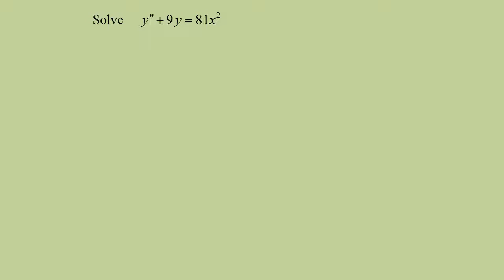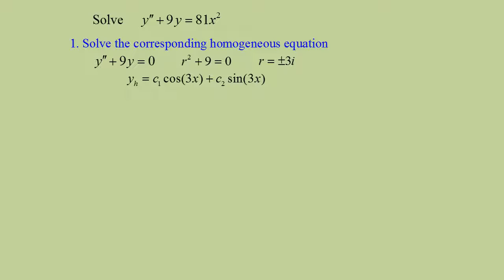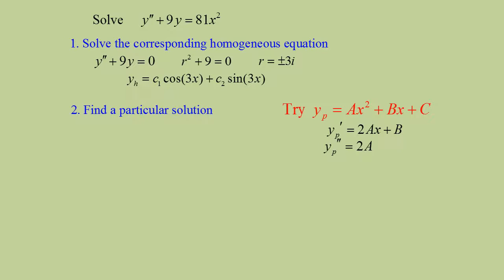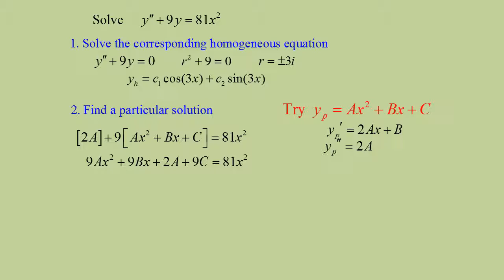Now again, the same left-hand side means we would have the same homogeneous solutions as the previous problem. So we'll get that out of the way. And our guess for this one, since we have an x squared, would be ax squared plus bx plus c. We'll do the derivative and second derivative. We'll plug those into the original differential equation, simplify the left side, and then again simply notice, like in the previous example, that on the right-hand side we have an x squared with a coefficient of 81.